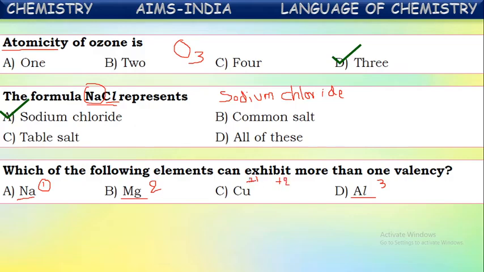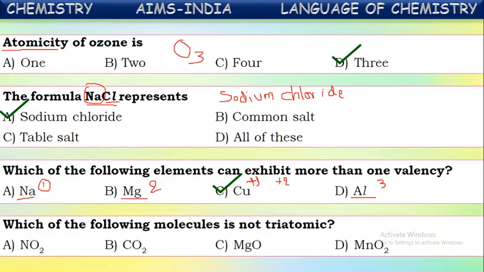So elements which can exhibit more than one kind of valency are called variable valent elements, and this phenomenon is called variable valency. Copper can exhibit two different valencies, plus 1 and plus 2, in its compounds. Okay, copper is the correct answer here.